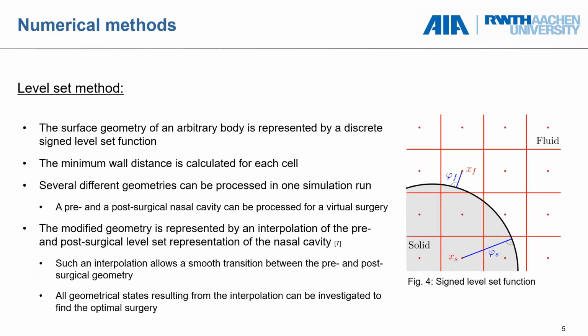So now I continue with the level set method, which can be used to store an arbitrary body in a discrete form using the signed level set function. And this is shown in figure 4. So for each cell, the minimum wall distance is stored, and the sign of this value decides whether the cell is inside or outside.